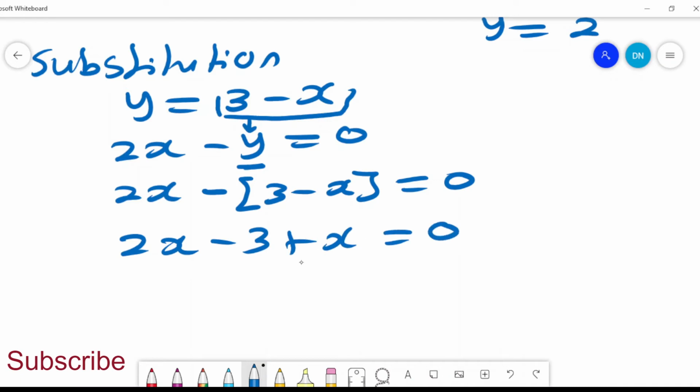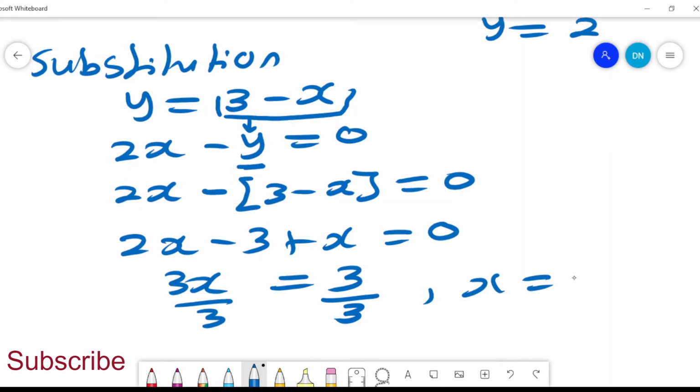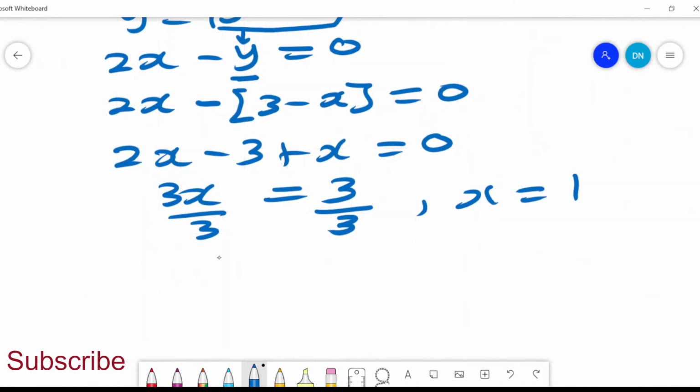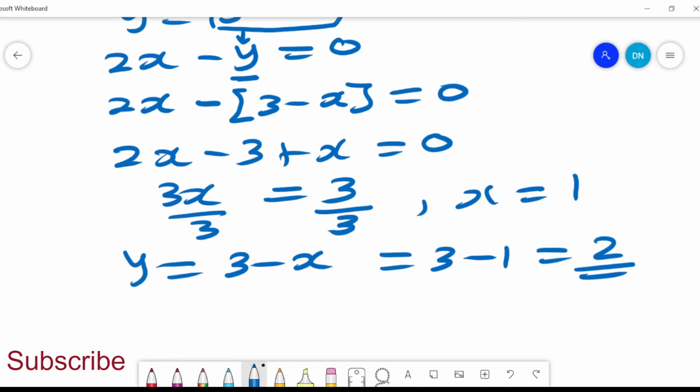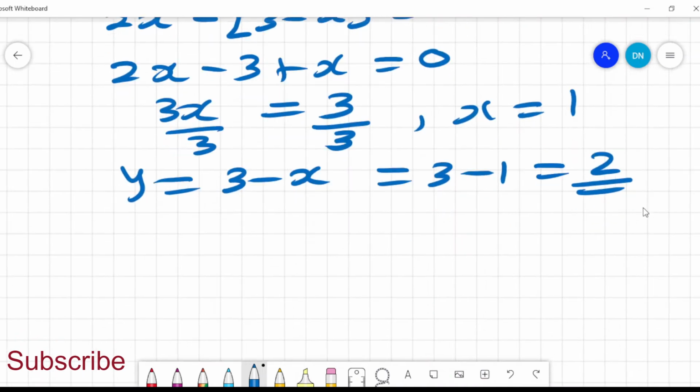So 2x plus x is 3x, equal to 3, and if I divide through, I'll find that x is equal to 1. Since I know the value of x, I can get the value of y. We know that y is equal to 3 minus x, which is 3 minus 1, which is equal to 2. And that gives me the same solution as the one I had in the previous example using the elimination method.